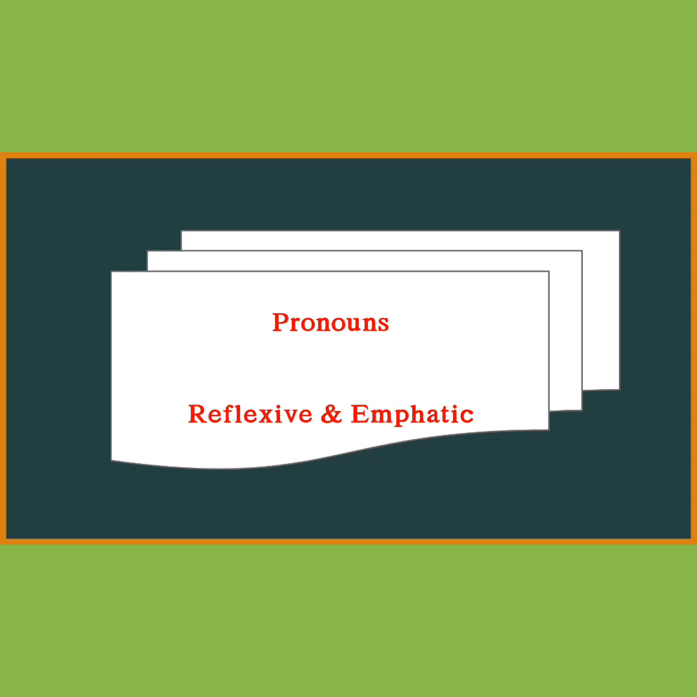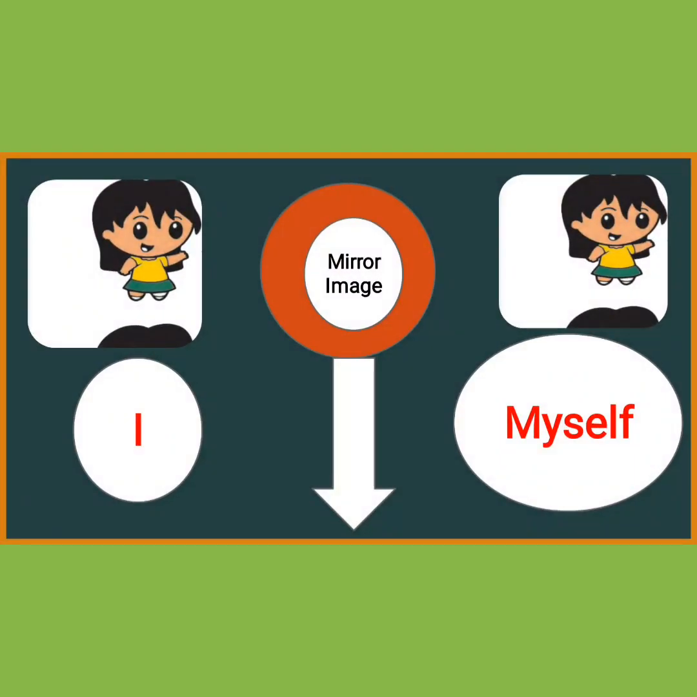Now look at this topic. And I want you throughout this topic to remember this image of this girl. You can see on both sides is an image of a girl and in the center there is a mirror. This orange color circle represents a mirror. To your left hand side corner you can see the image of a girl and I wrote I. And to the right hand side corner, again you can see the image of the same girl and I wrote myself. In the center you can see a mirror image.